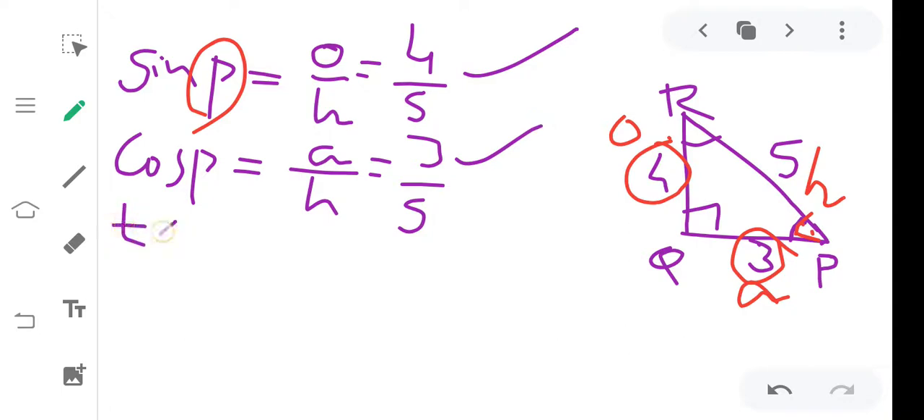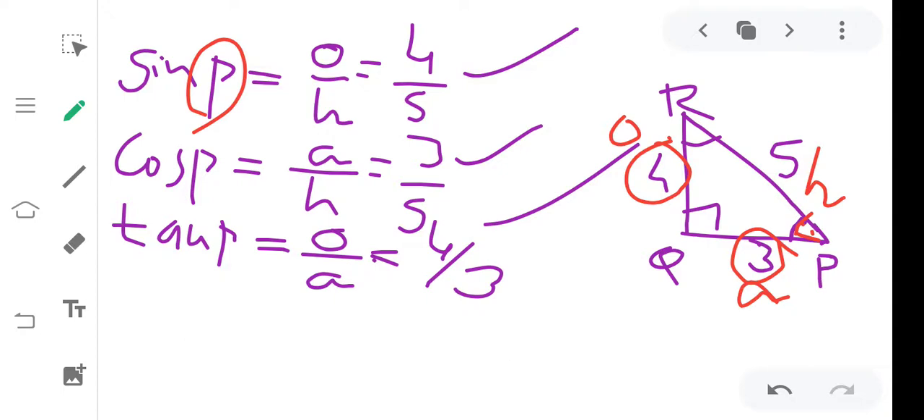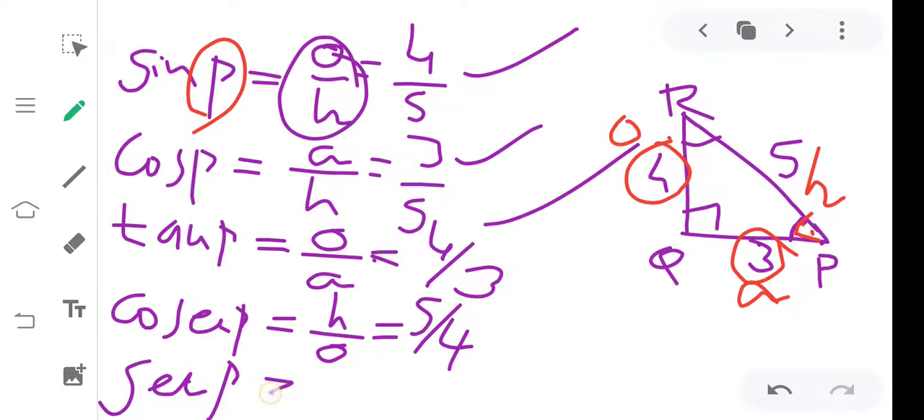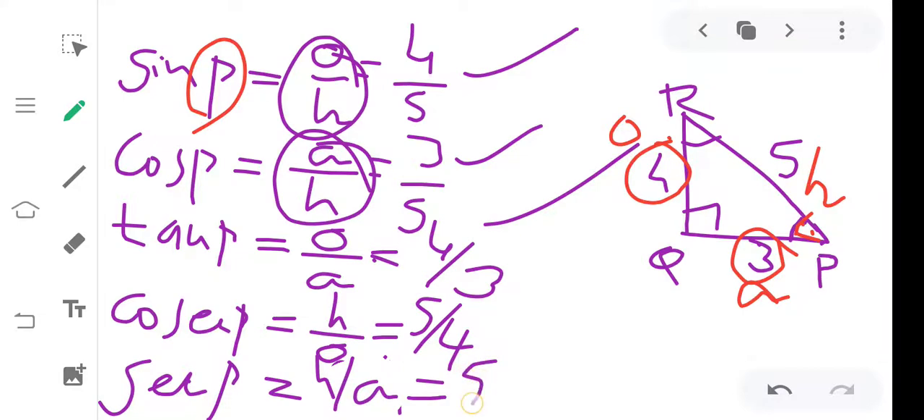If you find tan P, you know tan P is opposite side by adjacent side, which is 4 by 3. Now cosec P, you know cosec P is the reciprocal of sine, that is H by O, which is equal to 5 by 4. Then sec P is the reciprocal of cos. A by H is cos, so sec is its reciprocal, H by A, that is equal to 5 by 3.